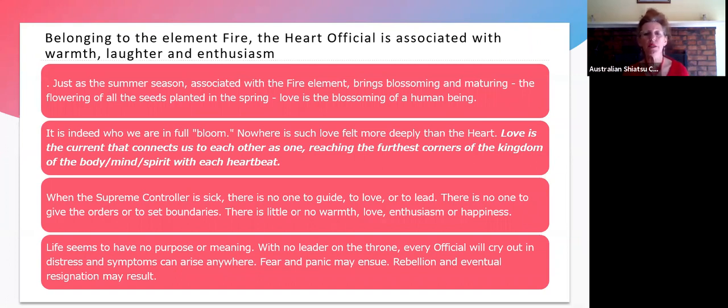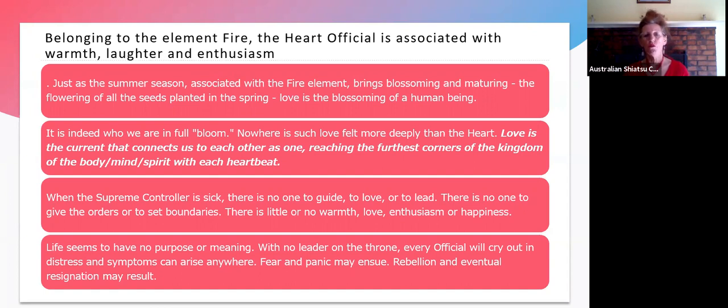So just as the summer season, which is associated with the fire element, brings this blossoming and maturity, this flowering of the seeds planted in spring, well then love is this blossoming. It's the capacity of the human. And it's indeed who we are in full bloom. Nowhere is such love felt more deeply than in the heart, the current that connects us to each other as one, reaching the furthest corners of the body, mind, and spirit with each heartbeat.